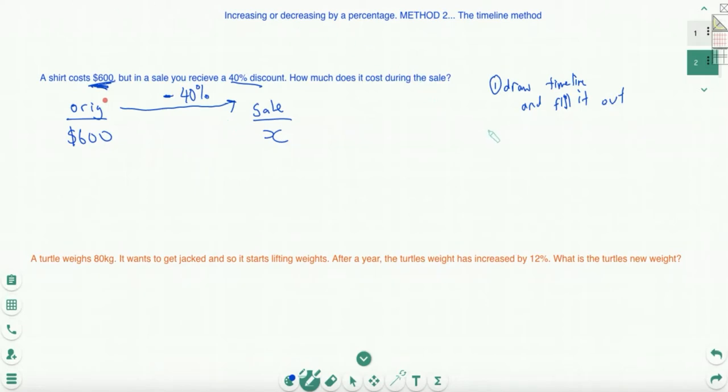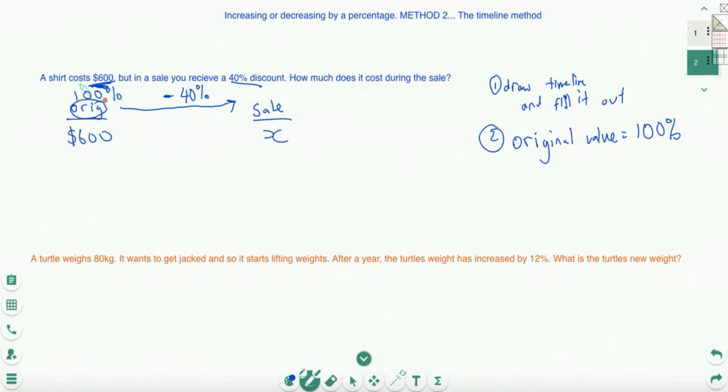Step two. You have to memorize a really important fact, okay? The original amount of anything is always 100%. When you buy a shirt for the full price, you are paying 100% of the price. You're not receiving a discount. You're not paying extra. You're paying the full price, which is just 100%. So realize and recognize that the original value is always equal to 100%. So we're going to say the original price is 100%.